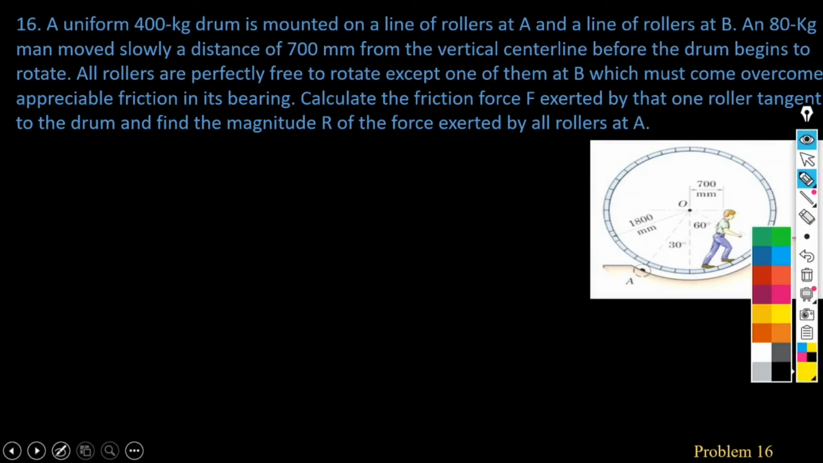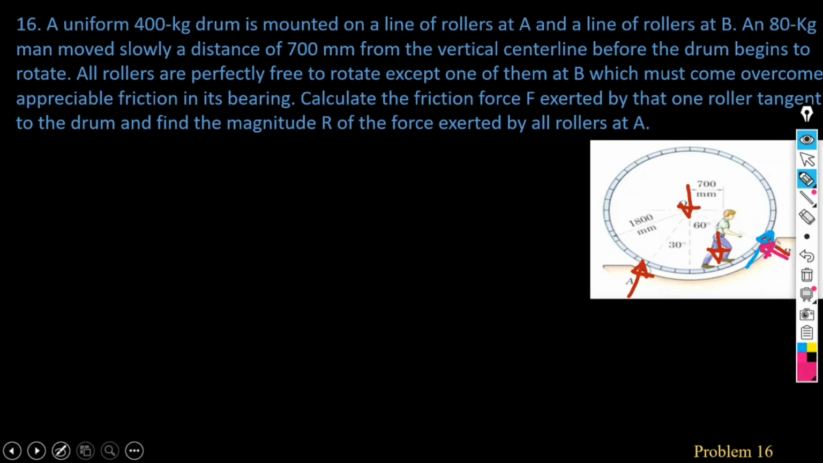Here we have a uniform drum mounted on a line of rollers. You can see here the rollers are at A and B, and a man of 80 kg moved slowly a distance of 700 mm from the vertical center line before the drum begins to rotate. The given condition is that all the rollers are perfectly free to rotate, meaning they are frictionless, except one of them at B, which must overcome appreciable friction in its bearing. Means at B we have a friction, at A we don't have a friction on the roller.